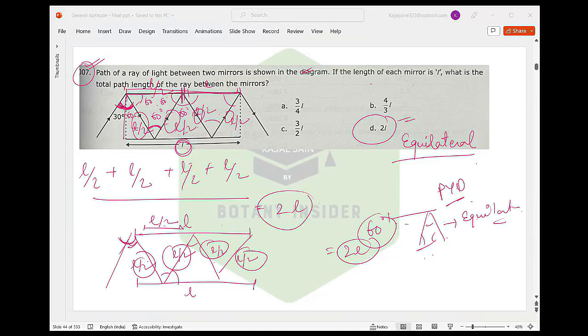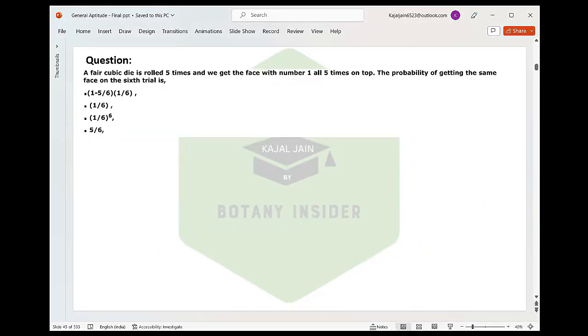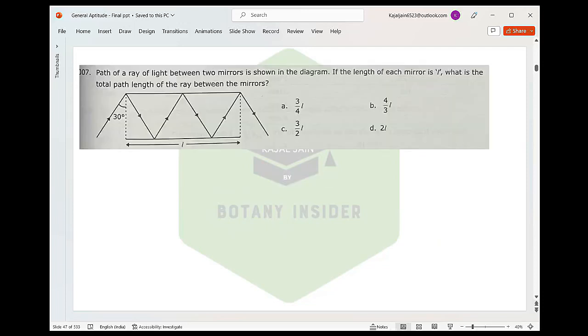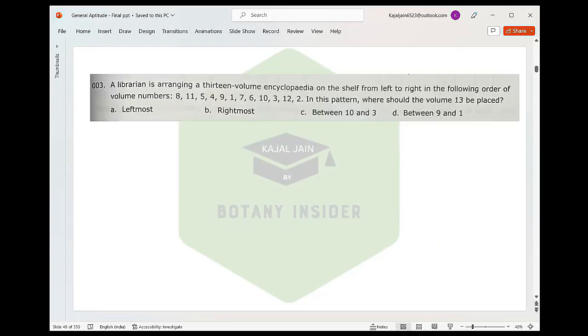Clear? Next question. Okay, we have done this. Okay, give this question a try, everyone. This one is related to your logical understanding, I would say. Give it a try.